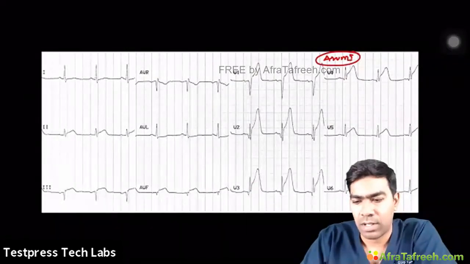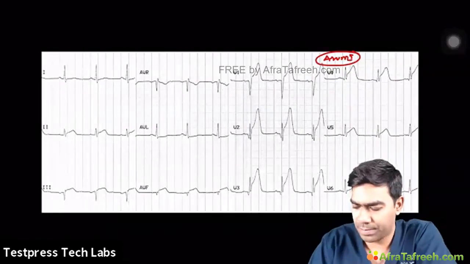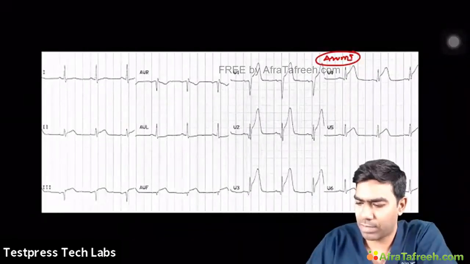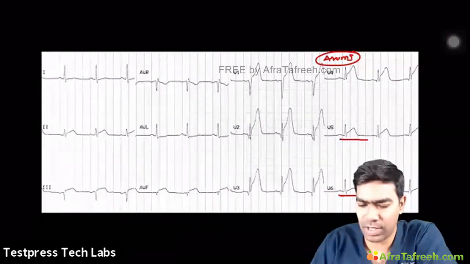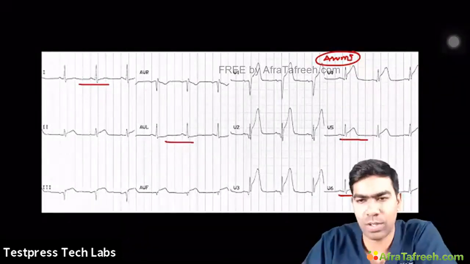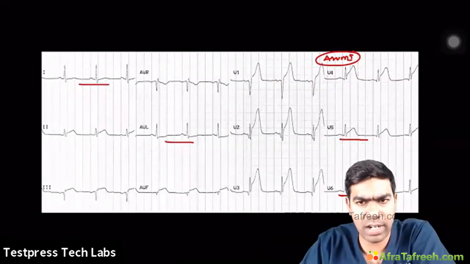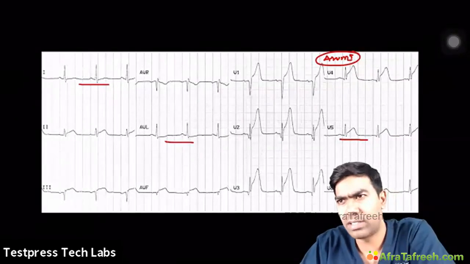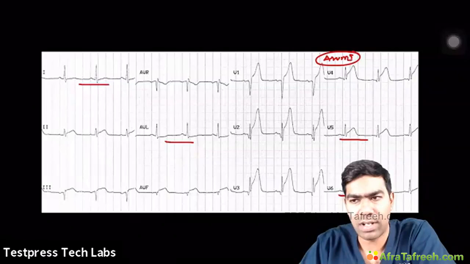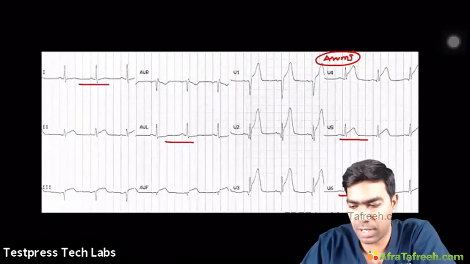But take V5, V6 and all. V5, V6 is not showing significant elevation. 1 and AVL is also not showing significant elevation, which means your first diagonal branch, D1, is not really involved. That itself tells its lateral wall is not that involved, which means it must be most probably a distal lesion. But let us confirm it.